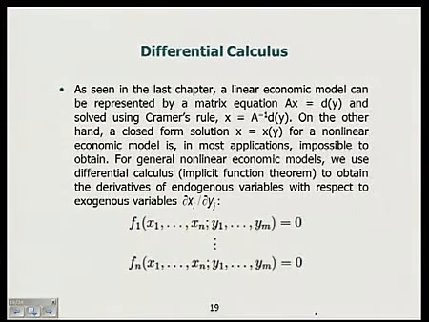A times X equals d of y, and solved using Cramer's rule. As we can see, X equals the inverse of matrix A times d of y. On the other hand, a closed form solution X equals X of y, where we can see X as a function of the other variable y, for a nonlinear economic model is in most applications impossible to obtain.